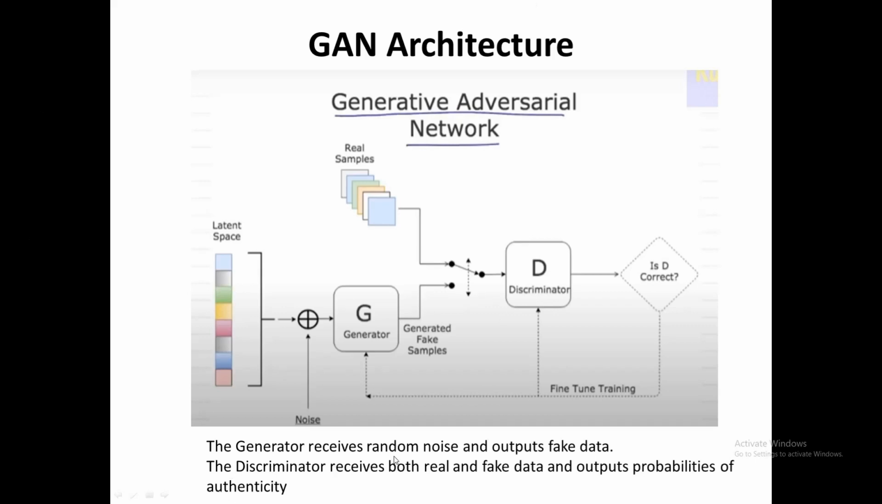So the generator receives random noise and outputs fake data. The discriminator receives both real and fake data and outputs the probability of authenticity.